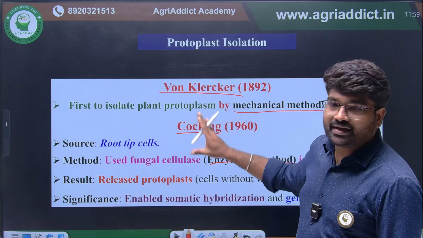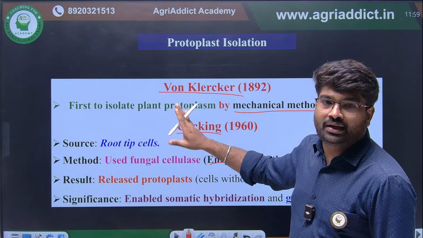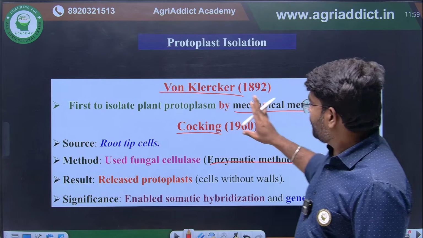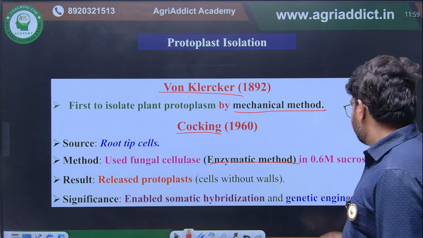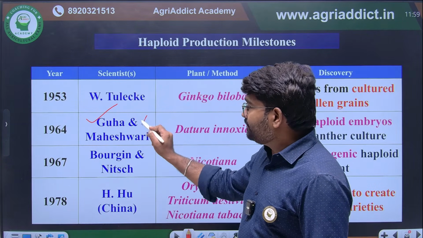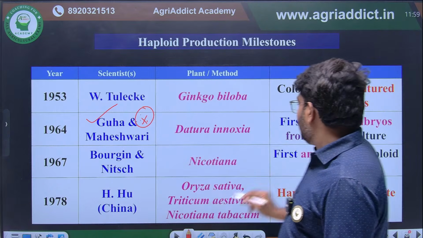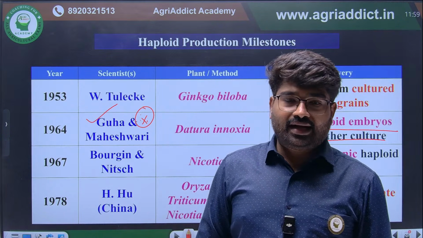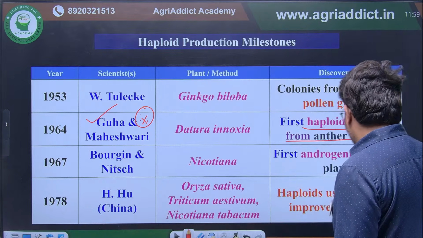Whatever point I am saying, you just have to revise that only. Don't go deep into the concept. Just revise: Klercker for the mechanical method, Cocking for the enzymatic method. Don't waste the time. Then Guha and Maheshwari for haploid plant production.